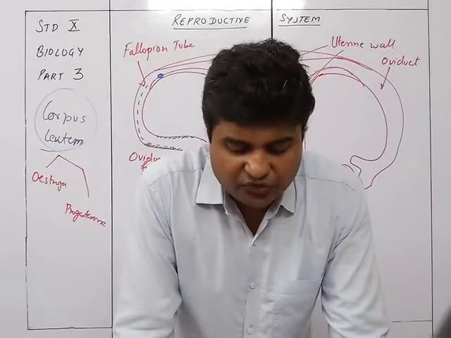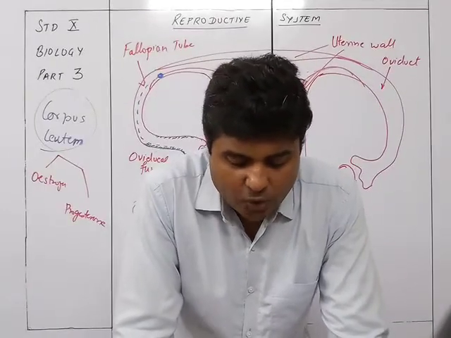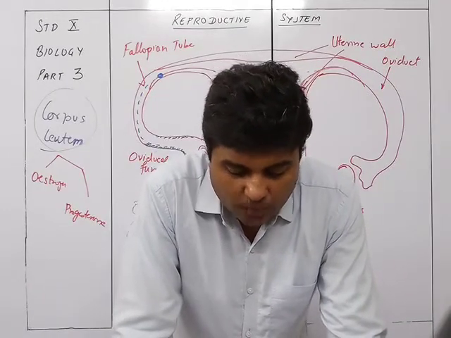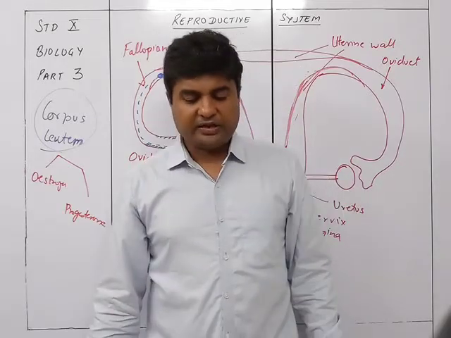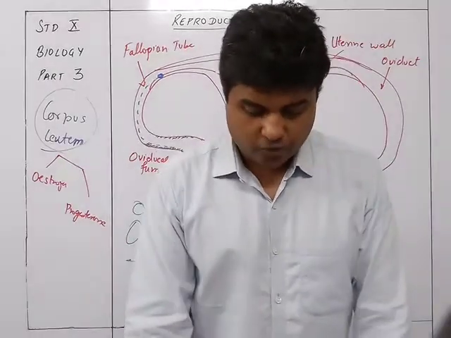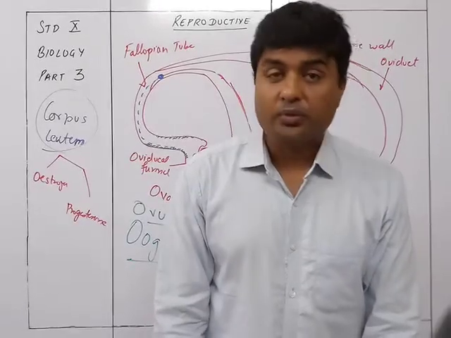The uterus lining thickens further, and after the release of the ovum, the emptied follicle in the ovary turns into a hormone producing tissue called the corpus luteum. So that is what is happening in the luteal phase.